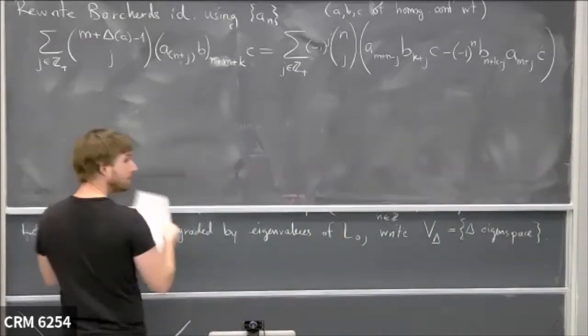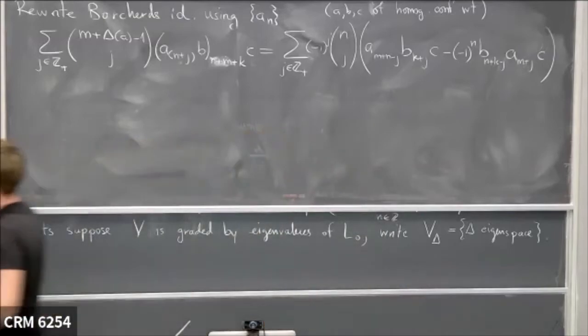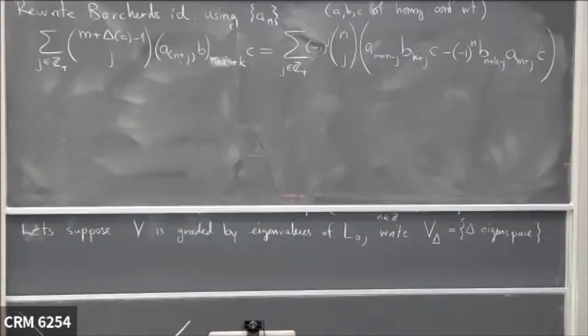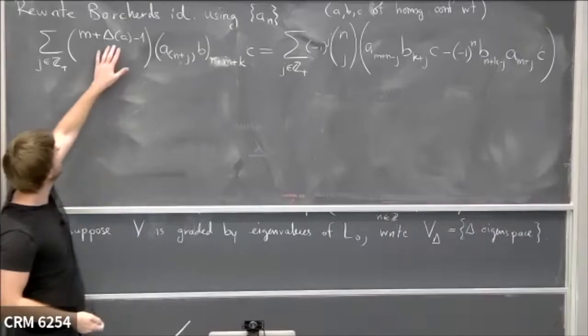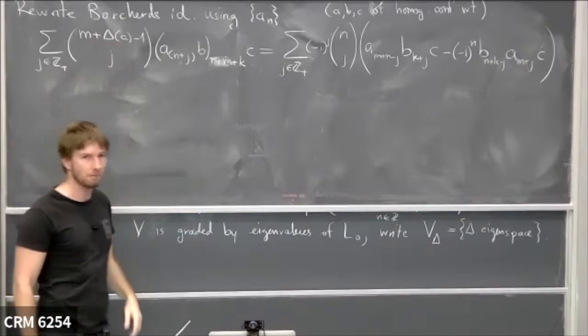What does homogeneous conformal weight mean again? Just that it's an eigenvector. So it's an eigenvector of L0. Got it. Thank you. And in particular, this eigenvalue appears at one place in the identity.